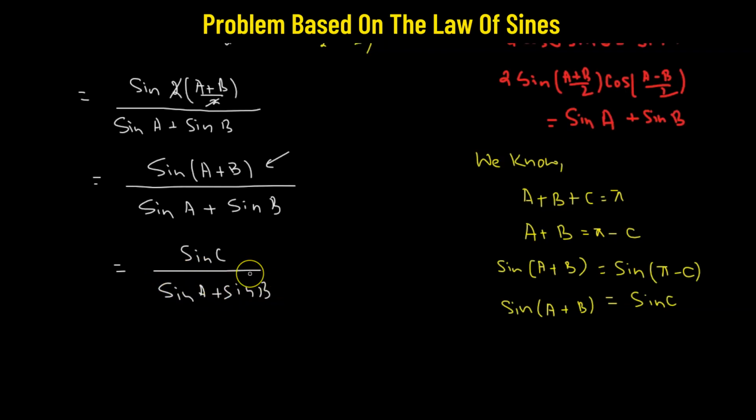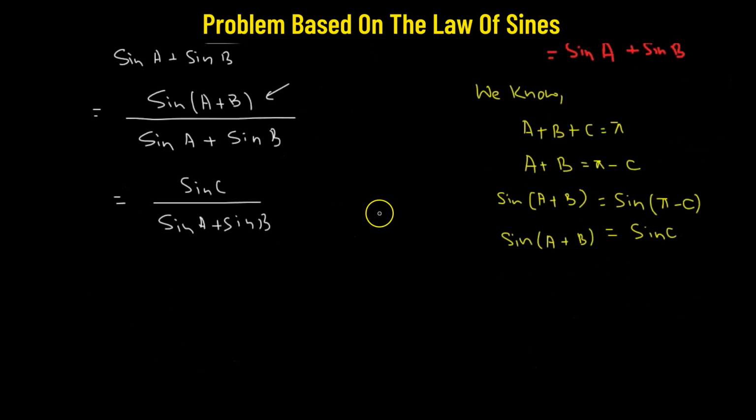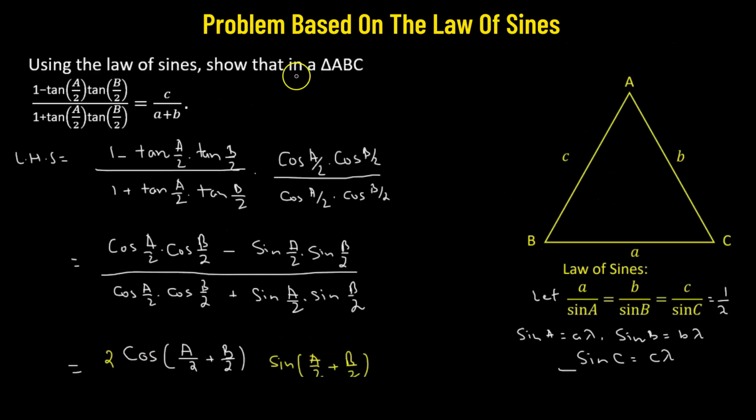And we have already defined the values of sine A, sine B and sine C. So sine A is A lambda, sine B is B lambda, and sine C is C lambda. That means our expression will now become C lambda divided by A lambda plus B lambda. Factoring out lambda from the numerator and the denominator, we are left with C over A plus B. So this is the expression on the right hand side. Hence, by using the law of sines, we have successfully shown that in triangle ABC, the given trigonometric equation holds true.